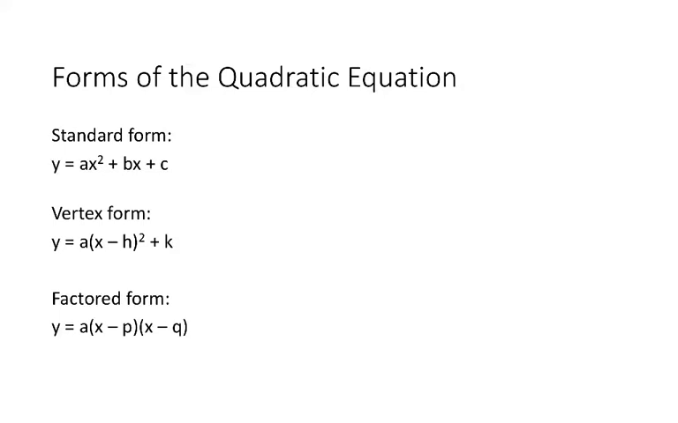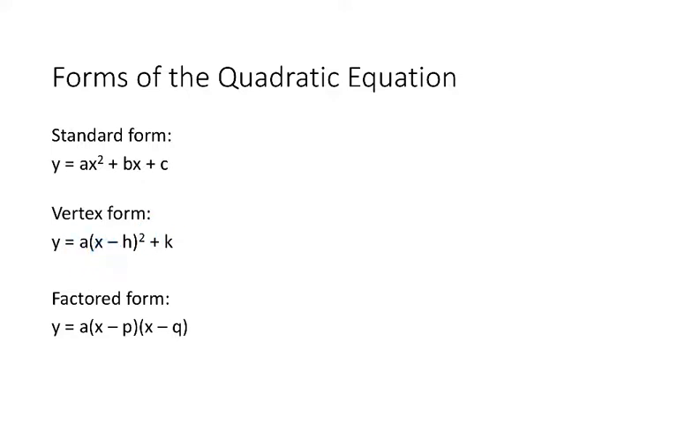Now, the IB and the ACT both have a bit of a love affair with the quadratic equation, and they really want you to understand it. The IB in particular wants scholars to understand the quadratic equation in great depth. So there are various forms of the quadratic equation. This is sort of the standard form, the ax squared plus bx plus c.